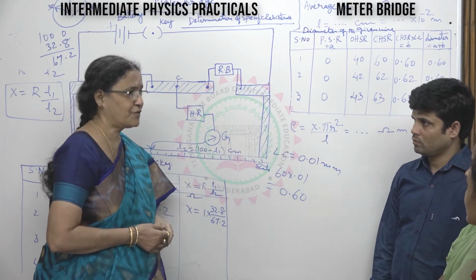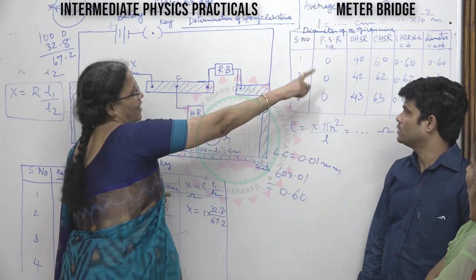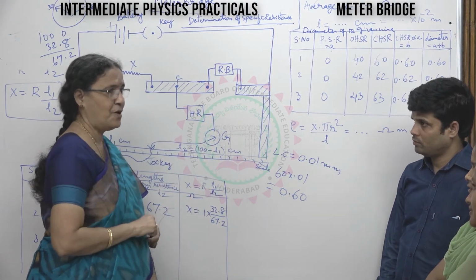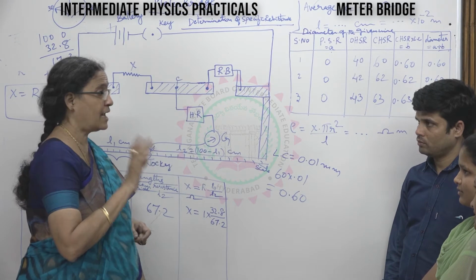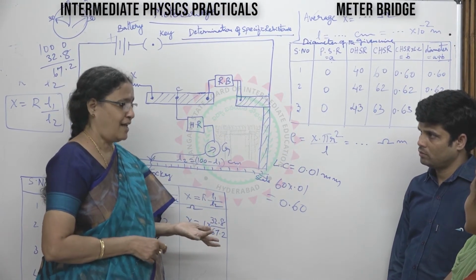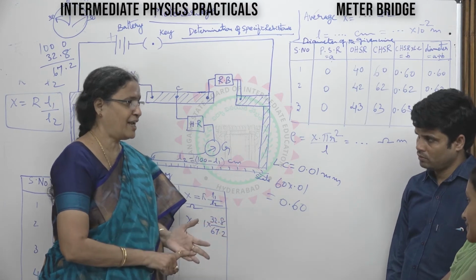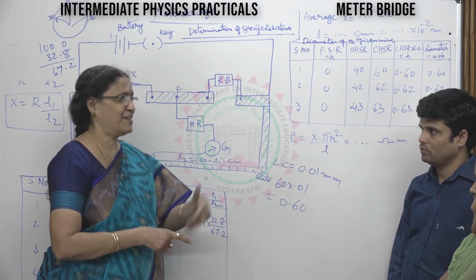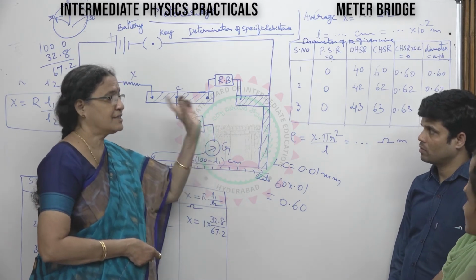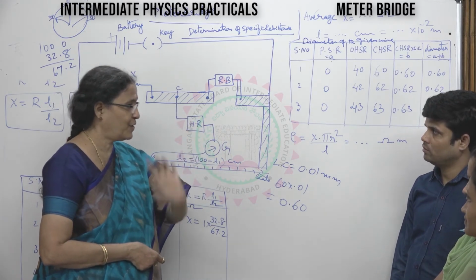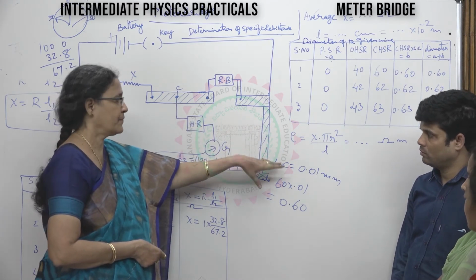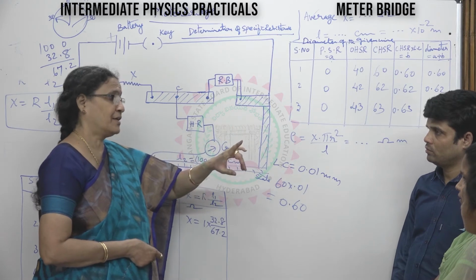How do you take the average of 3 readings? Add the last column readings and divide by 3. That gives you average diameter. You should not just say "average reading." Average reading of what? Average of mass, average of weight, average of density, average of volume. So you must write the full sentence: average diameter of the given wire. Add all the 3, divide by 3, and then you'll get average diameter only.